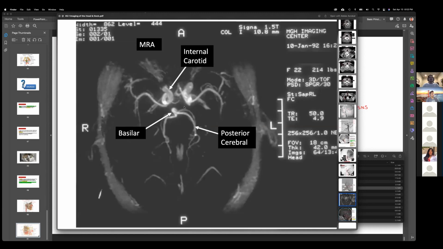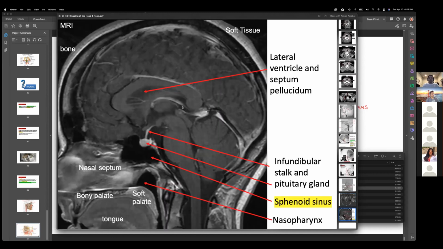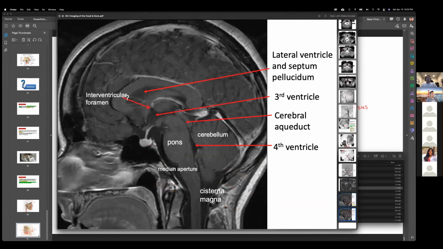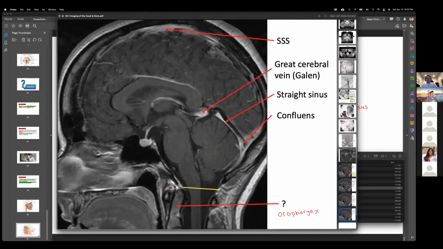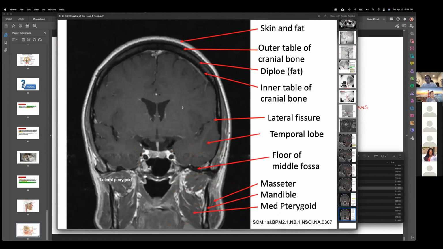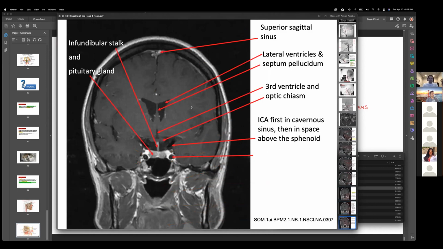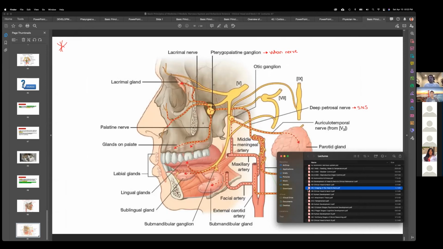Different scans, circle of Willis runs right around there. Yeah, so just more of the same. Yeah, just kind of have to sit with it and make sure you can identify different things.